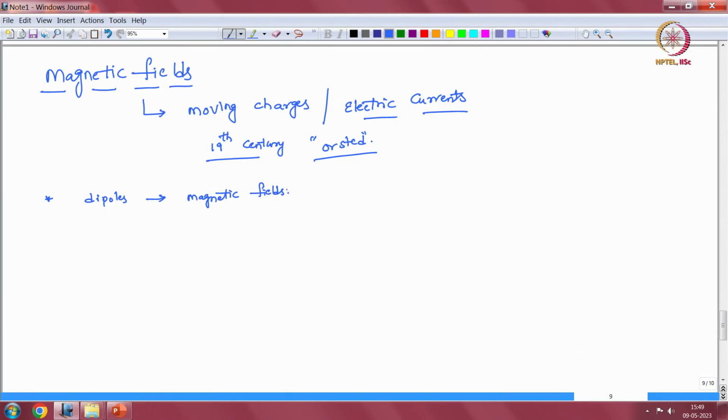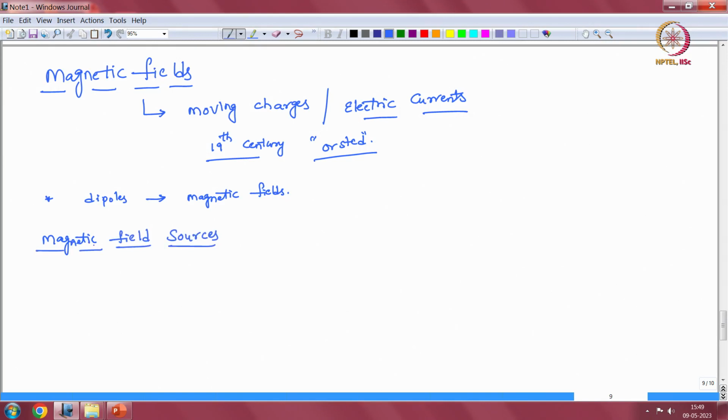Okay. So, in this class first we will discuss the magnetic field sources. What magnetic field sources are available and how we can utilize them to design magnetic circuits.